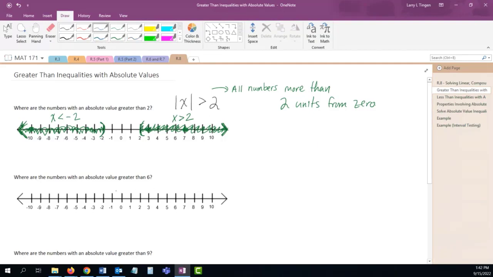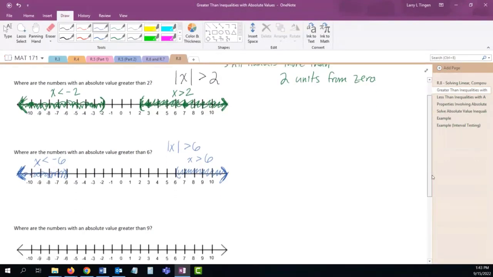Let's rinse and repeat with 6 and 9. Absolute value of x greater than 6. You can already see where this is going. I'm to the right of 6, and I'm to the left of -6, because these are all the numbers that are more than 6 units from 0. This is x is greater than 6. This is x is less than -6.